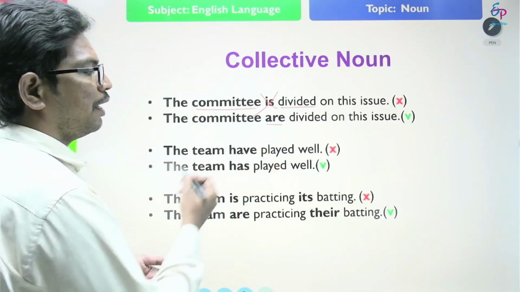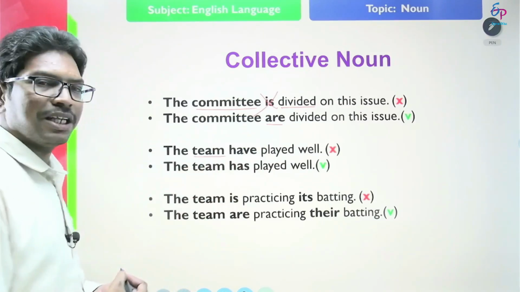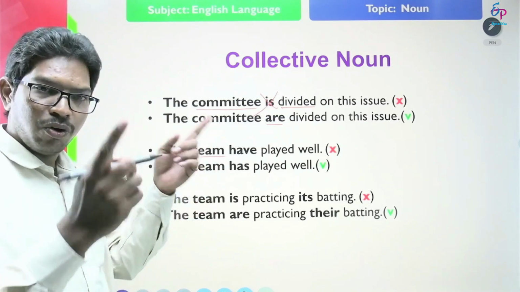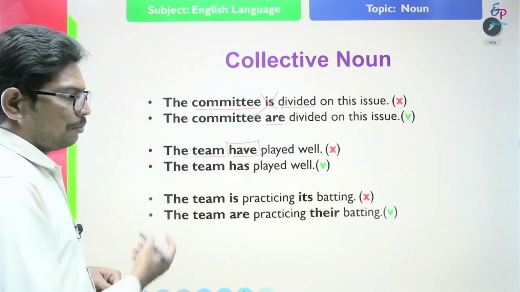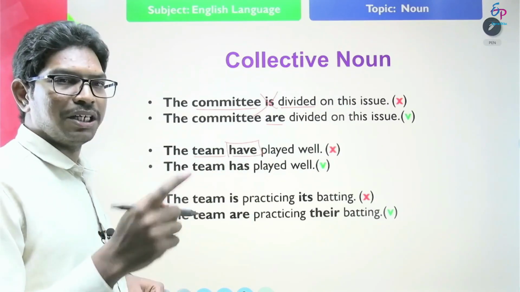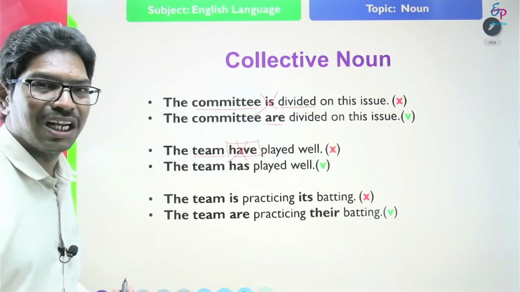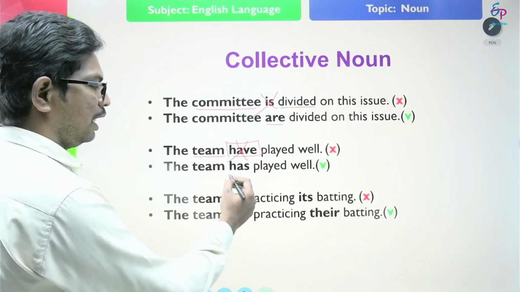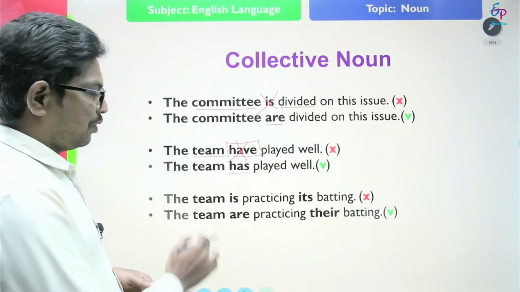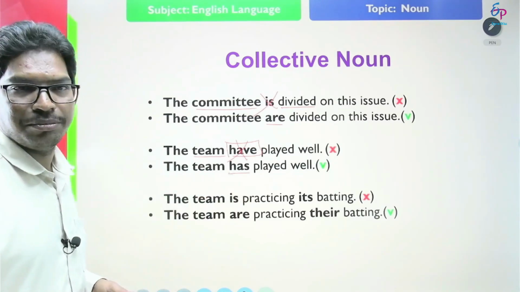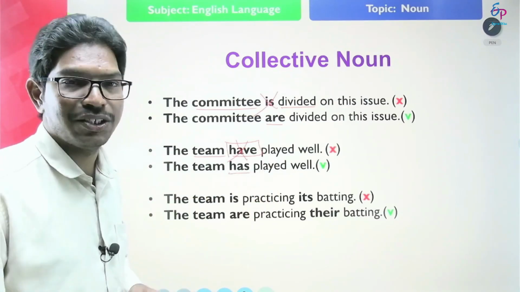The team have played well. Here what is team? Team is a collective noun. Here we are talking about a whole team. So the verb have is a plural verb, but here we are talking about the whole team, that is singular. It is considered singular, so we should not use have with a singular subject. We should use only has. Has is a singular verb that is always used with a singular subject. Now team is used in singular number because it is spoken as a whole. The team has played well is correct. The team have played is wrong.